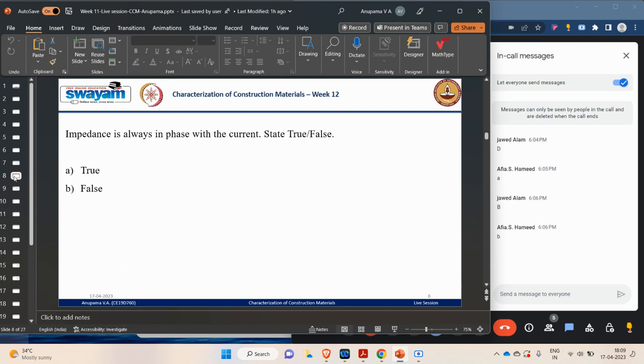Impedance is always in phase with the current. Impedance is always in phase with the current. State true or false.